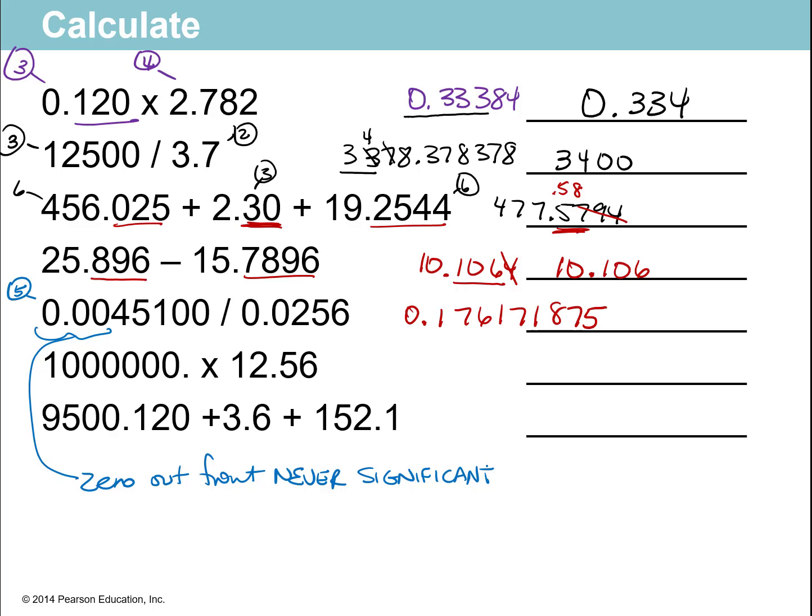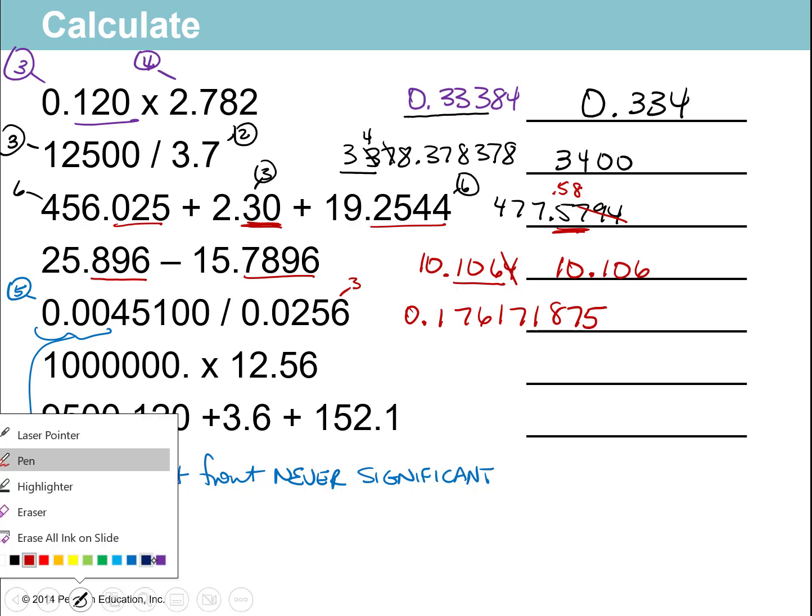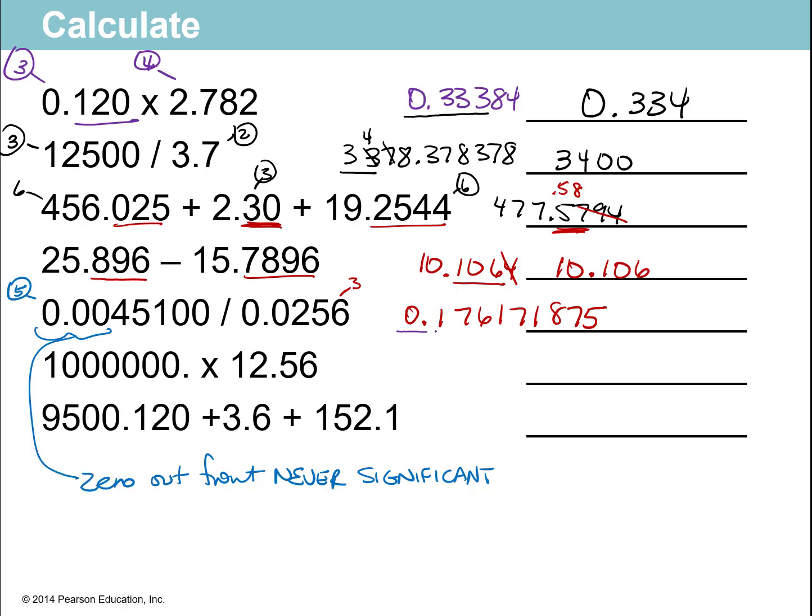So this one has 5. So the 45100. What about the other one? 0.0256. 3. So this one has 3. So then when I go and look at my number, I've got to round it to 3. So when identifying the first 3 significant figures from the left, I've got to keep the 0 point, but it's not significant. So the 1, the 7, and the 6. Those are the ones that I'm going to keep.